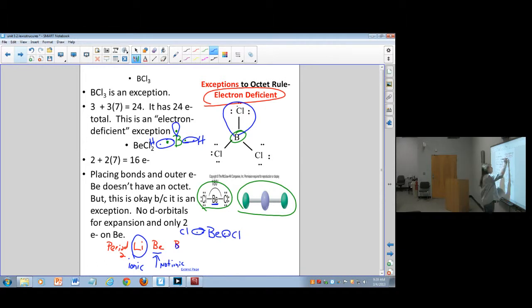Oh, I see I covered up the lone pair there. Anyway, boron is another exception. It's more covalent than non-covalent, but it only has enough electrons to make 3 bonds. Okay, so those are electron deficient possibilities, exceptions.